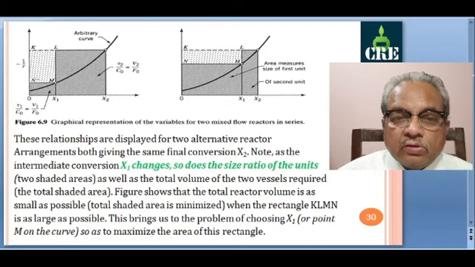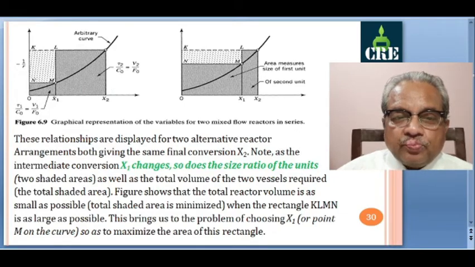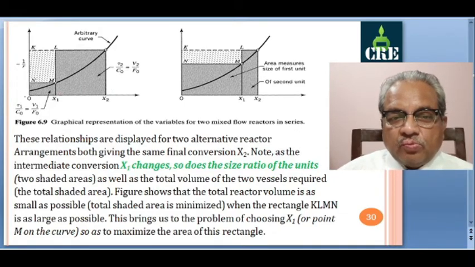This is minus 1 upon Ra versus Xa. So the curve is plotted. Conversion is x1, x2. From the first reactor, you start with 0 conversion, some Ca0, then conversion is x1 in the first reactor and it is x2 in the second reactor.